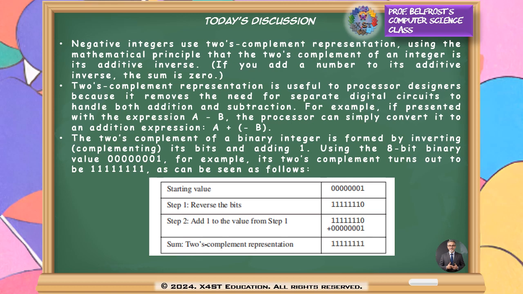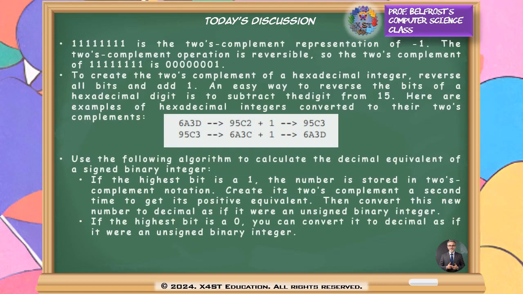Using an 8-bit binary value, for example 00000001, we can complement it to be 11111110 and add 1, so that's the 2's complement here. Very easy, right? So it represents minus 1. To create the 2's complement of a hexadecimal integer is also easy. Just reverse all the bits and add 1.